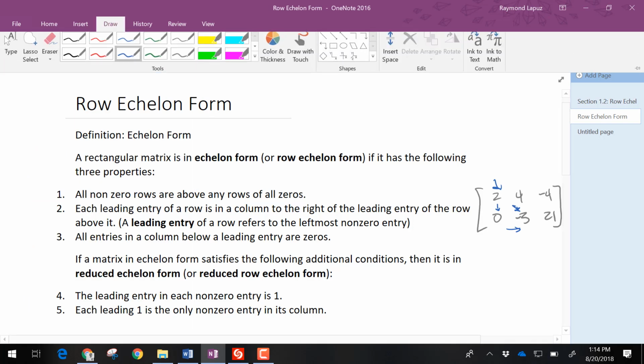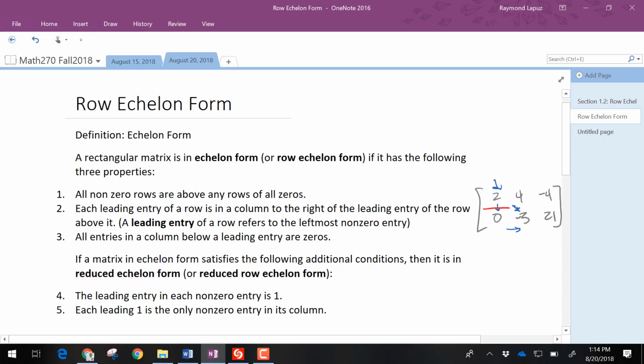In general, what we want is to have zeros in the bottom left corner of your matrix. With only two rows, it doesn't tell us very much, but we'll see more examples with more rows. So that's row echelon form.